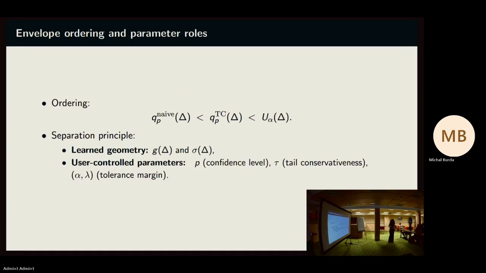Now the ordering is technically: the first layer, which is the simplest statistical one; then the inflated error one, which is QTC; then U alpha, which is the fuzzy one. Again, here we have separation, because the learned geometry comes from the initial data, where we have G of delta and sigma of delta. And we have the user-controlled parameters: P, which is the confidence level, tau, the tail conservativeness, and alpha and lambda, which are the tolerance margin.